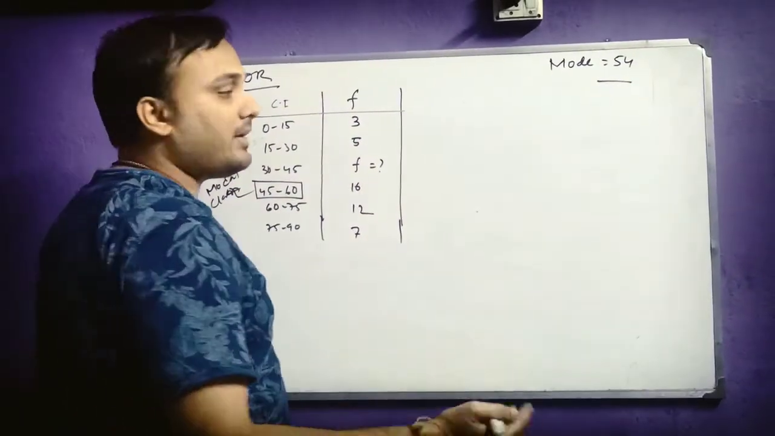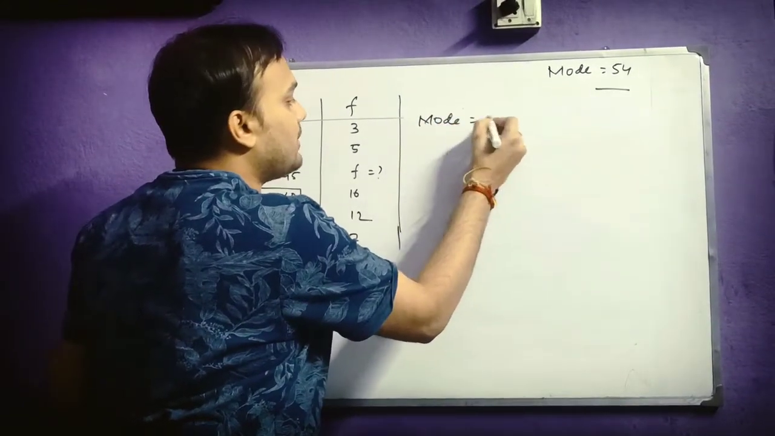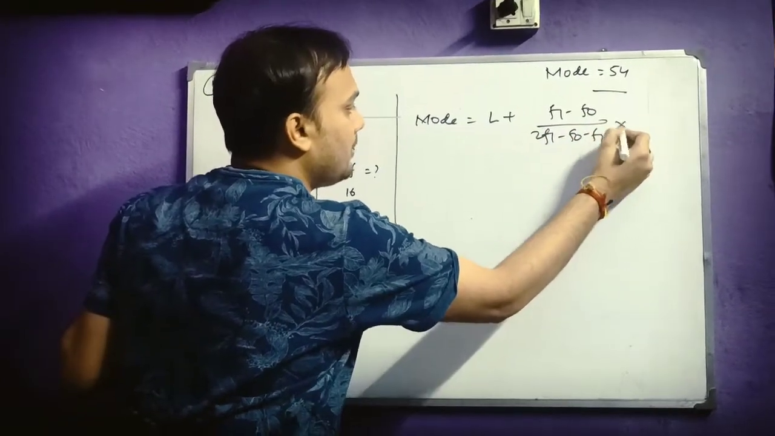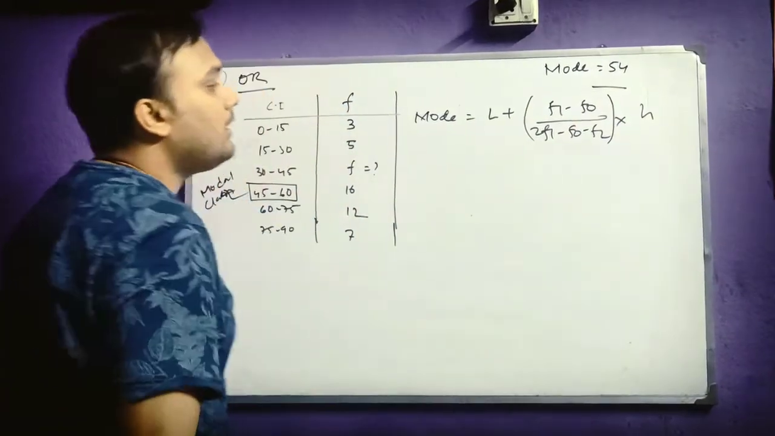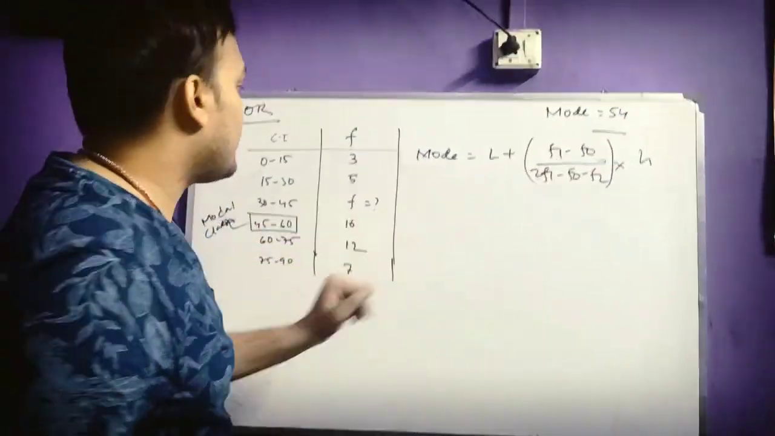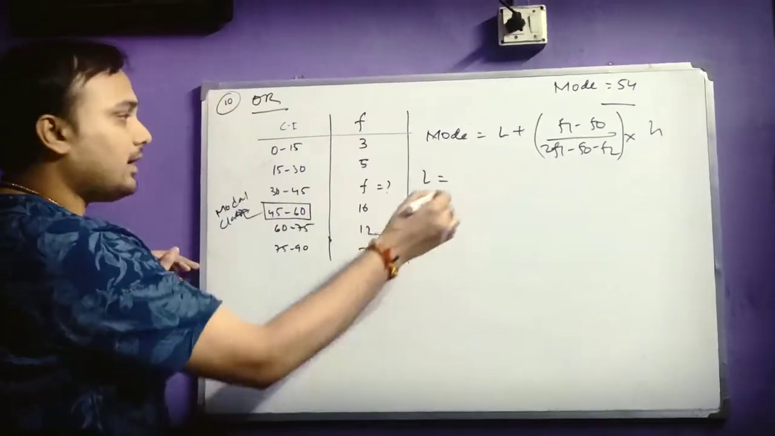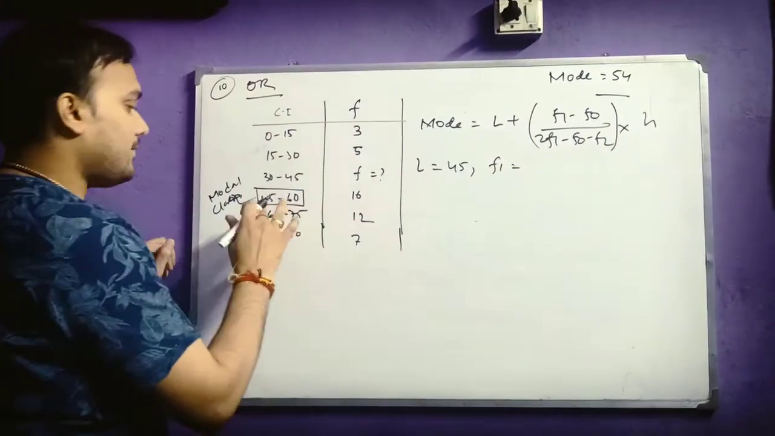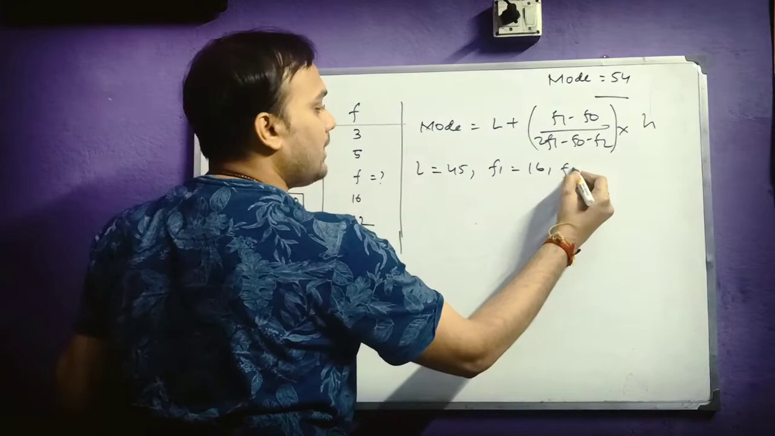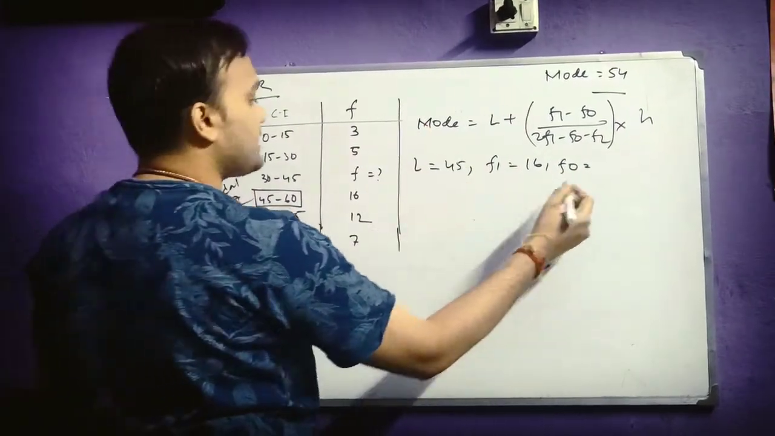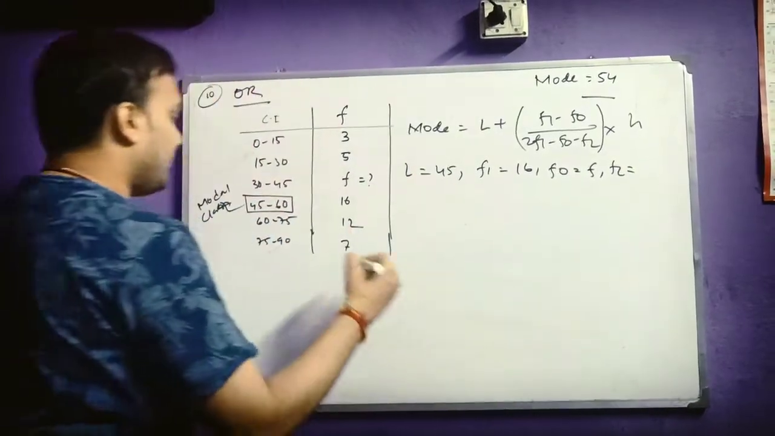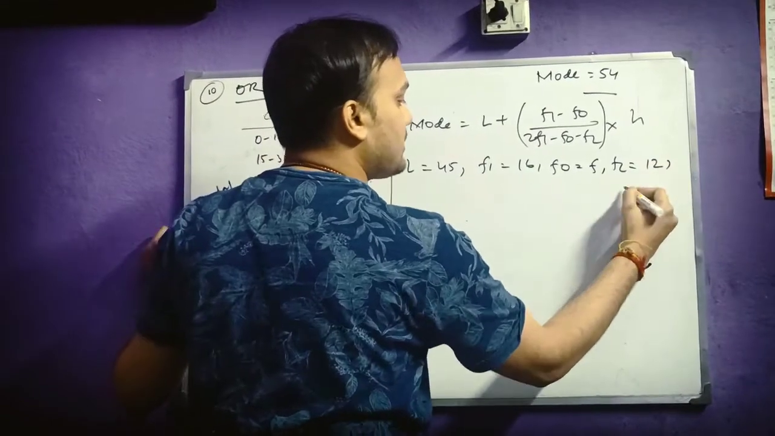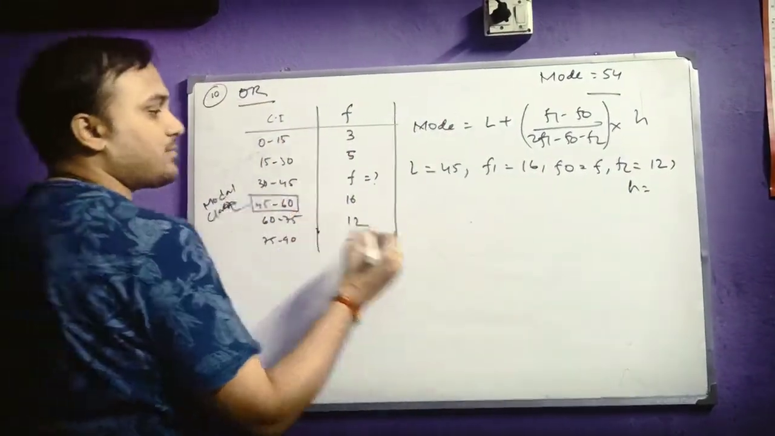So what is the formula for finding the mode? The formula for finding the mode is: mode equals L plus (f1 minus f0) by (2f1 minus f0 minus f2) into h. Okay, this is the formula. So all these parameters we have to find. Here L equals the lower limit of the modal class, that is 45; f1 equals the frequency of the modal class, 16; f0 equals the frequency of the preceding class, that is f; f2 equals the frequency of the class next to the modal class, which is 12; and h equals upper limit minus lower limit, 60 minus 45, that is 15.